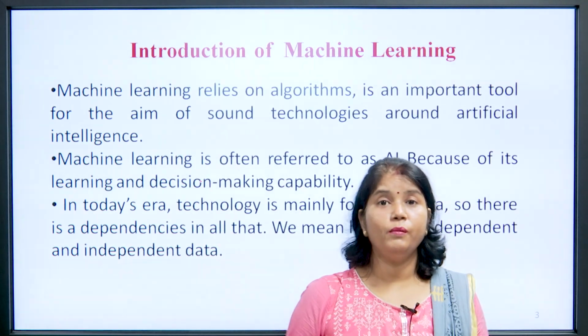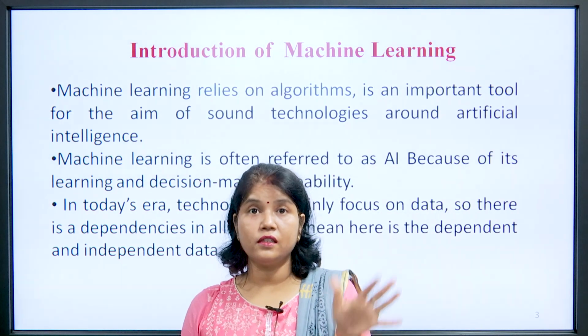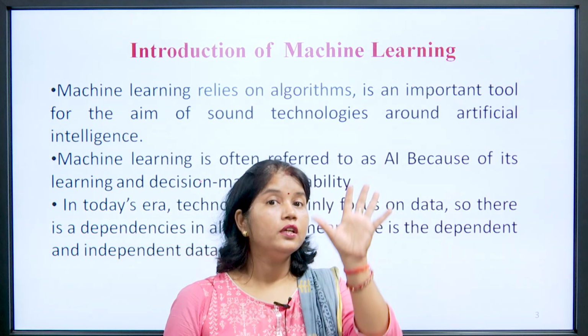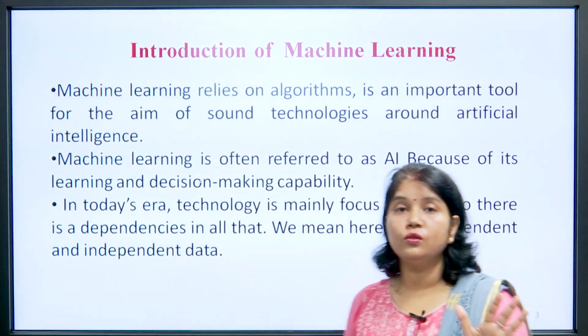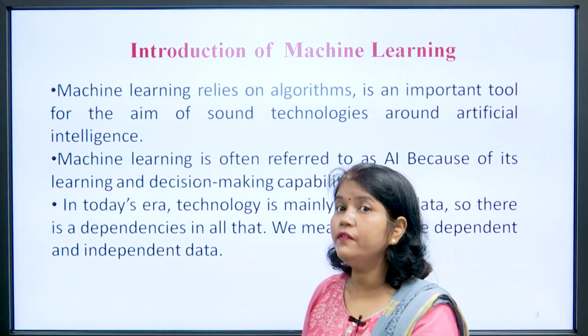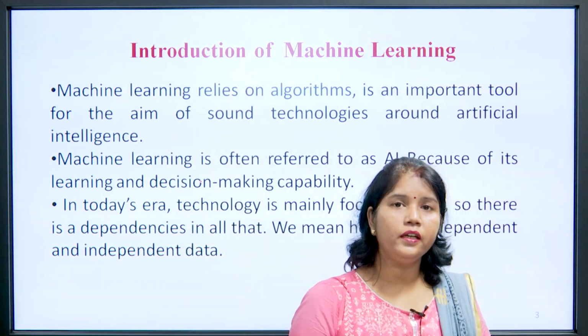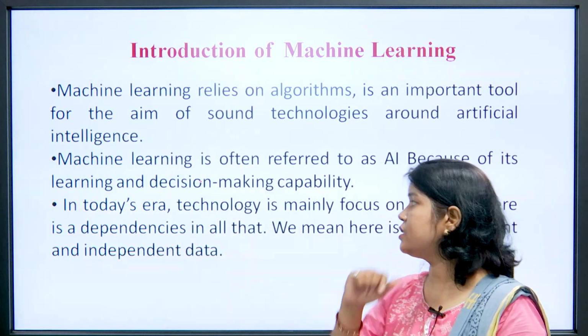So, machine learning is what? Machine learning is already discussed, basically it relies on algorithms, it is often referred to as AI, and it is a subset of artificial intelligence. In today's technology the main focus is on data. Obviously, if the data sets are there, then you are able to analyze things, right. So, just see how k nearest neighbor will work.